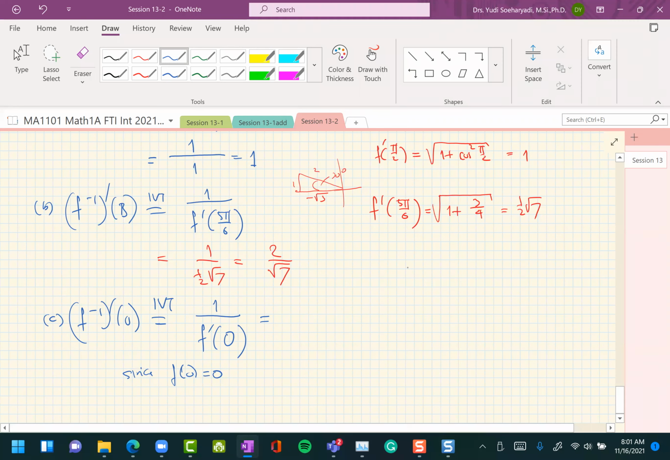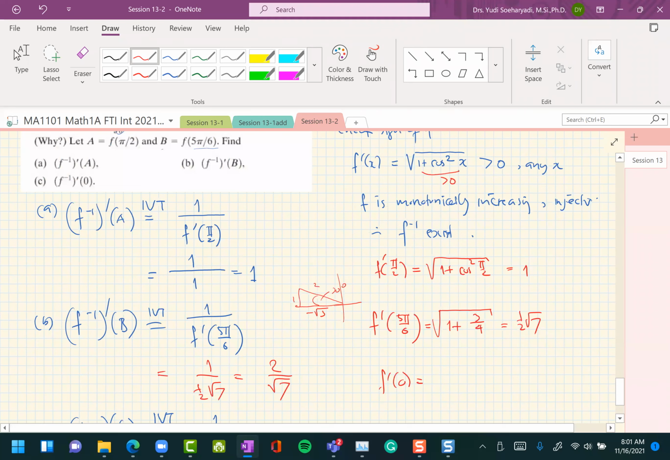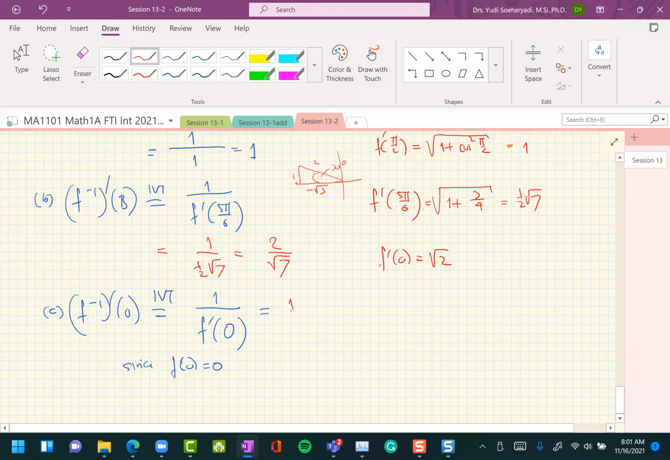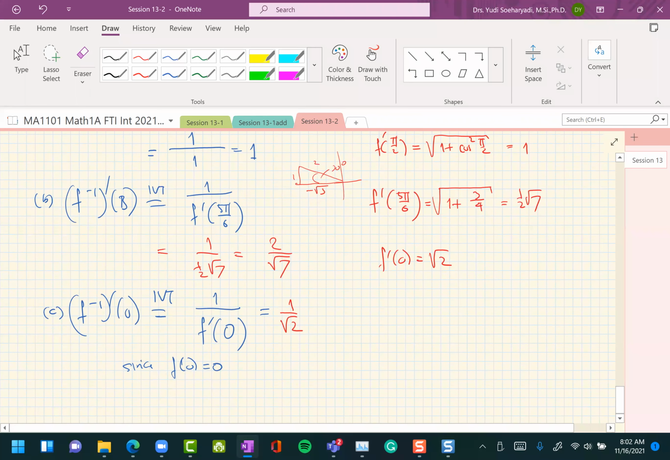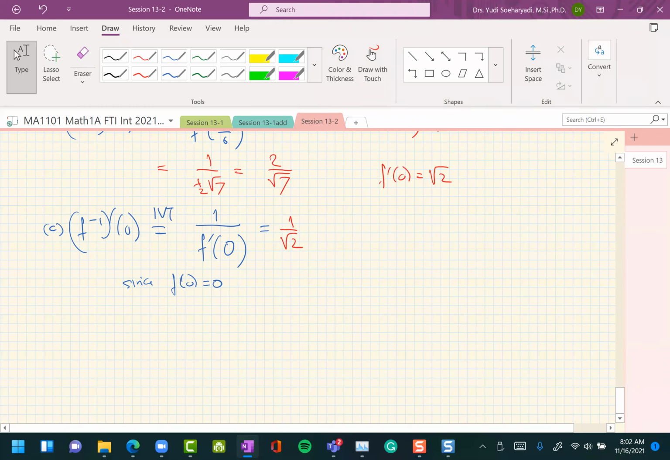All right, so we need to compute f prime of 0. The 0, cosine 0, this is 1 squared, 1, so square root of 2. Okay. All right, any questions? If not, then let's take a break here and then start in 5 minutes.